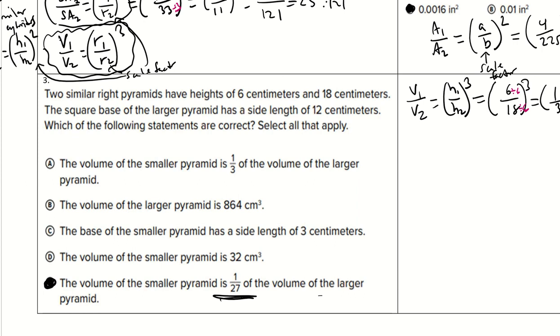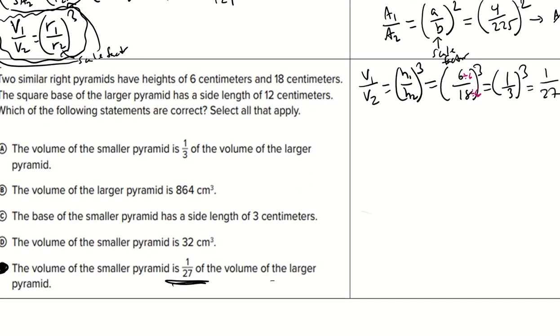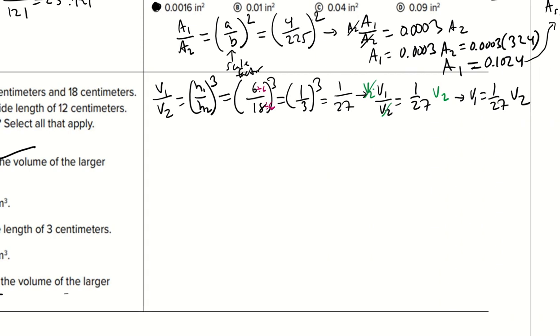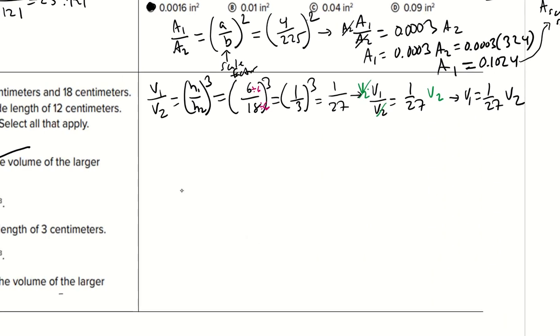We want to select all that apply, so there are multiple answers here. The volume of the small pyramid is not 1/3, so this is incorrect. The volume of the larger pyramid is 864. We need to figure out what that is. So let's figure out the volume of the large pyramid.